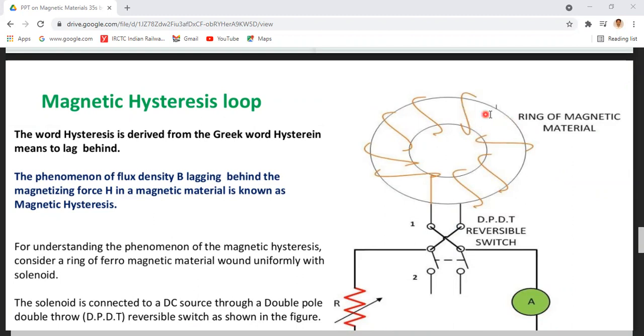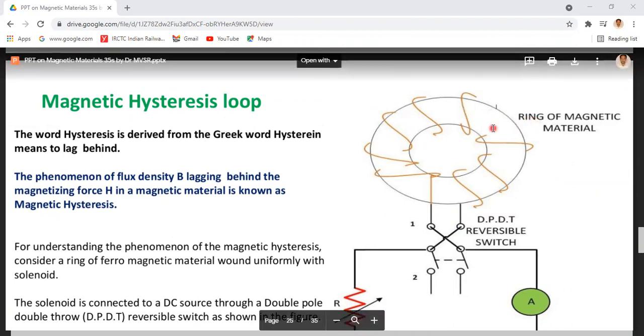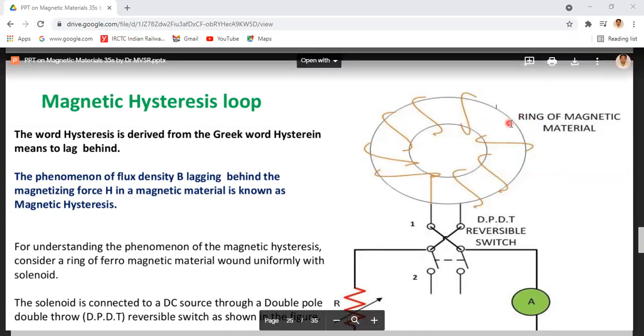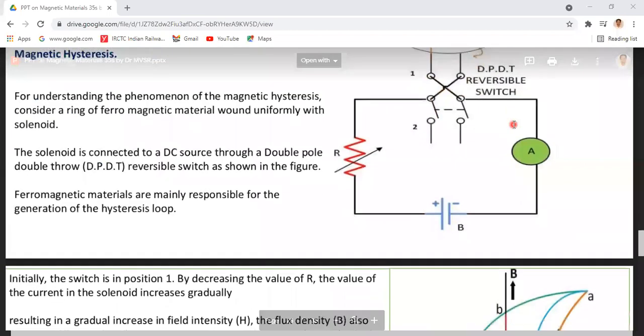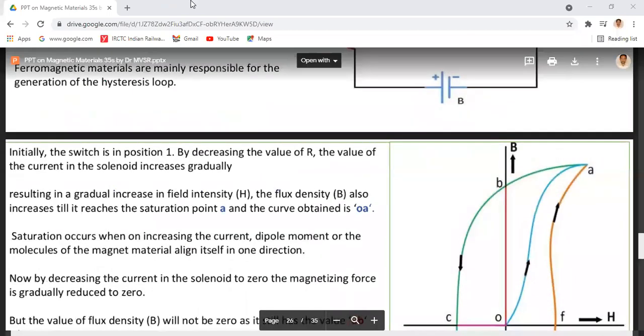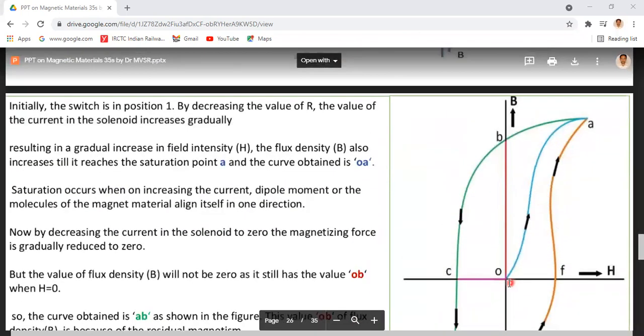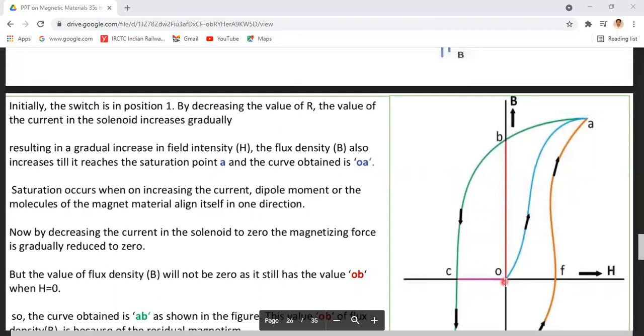Because in the solenoid, our material is placed so that we have to apply the magnetizing force with the help of the solenoid to this material, that is ferromagnetic material. So what happens? The flux density B also increases till it reaches the saturation point A, and the curve obtained is OA. Initially there is no field, so it starts from zero.